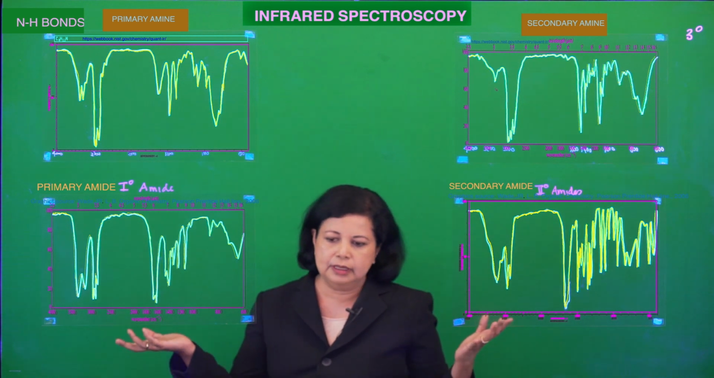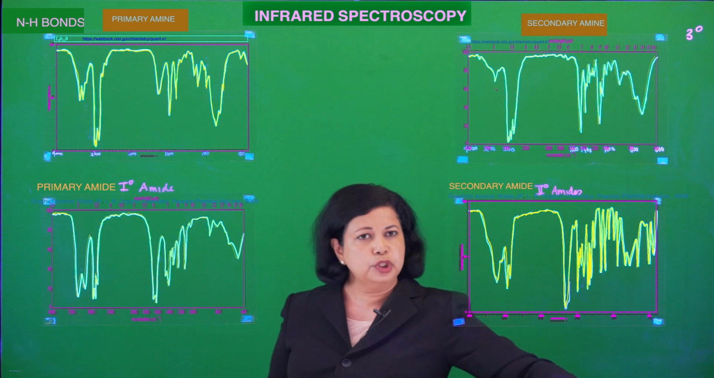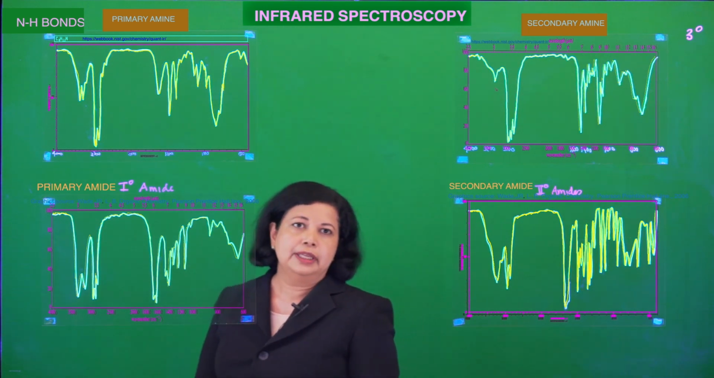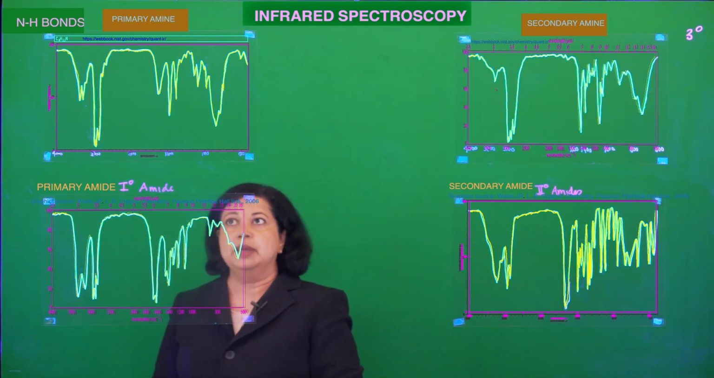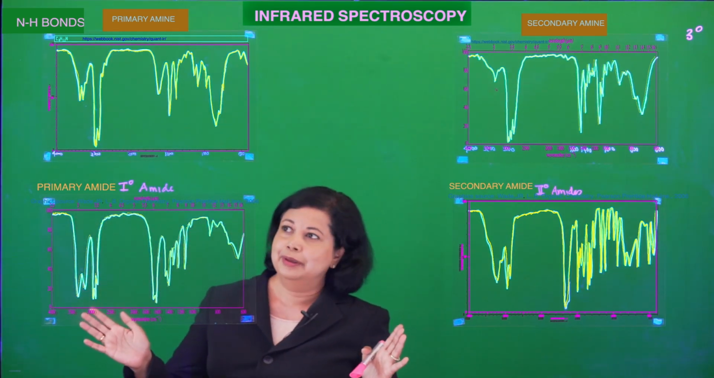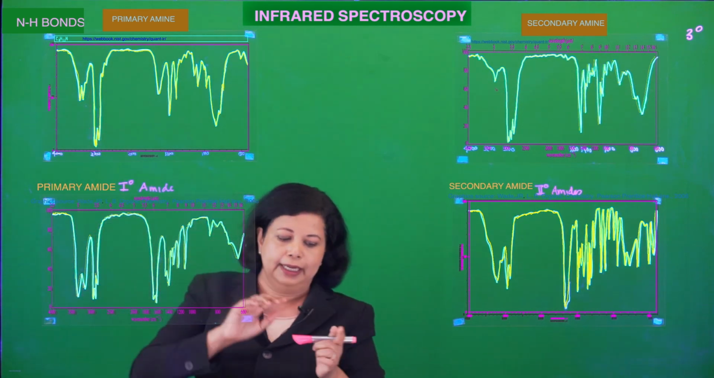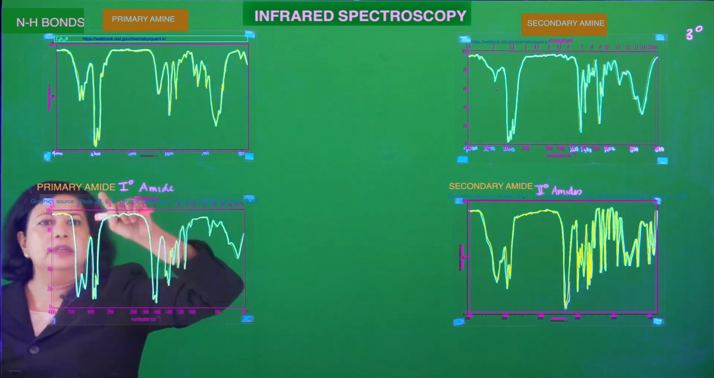Okay, you have a sample and you want to run an IR to see what the functional group is. This is the perfect thing to do. All right, let's look at the primary amine versus primary amide. What's the first thing that strikes you? Right, these are really big and these are medium. So that's one of the very obvious things.